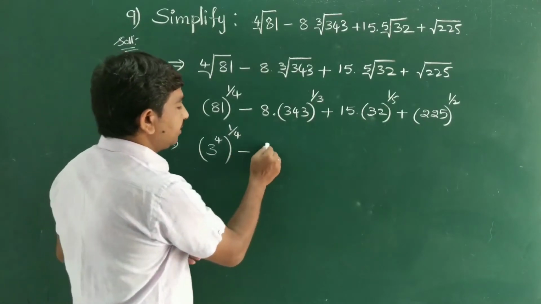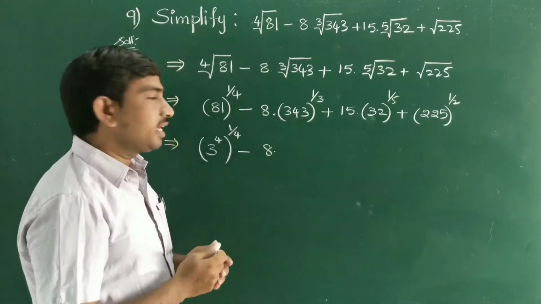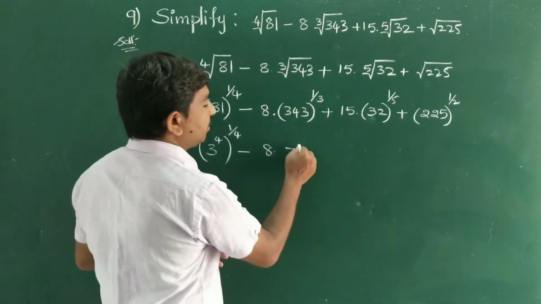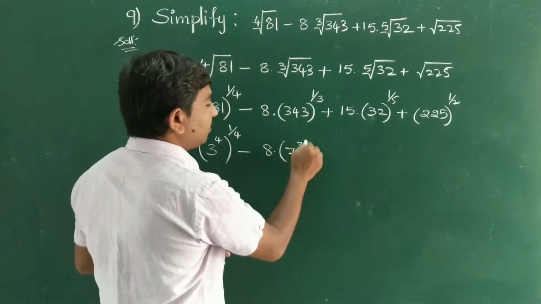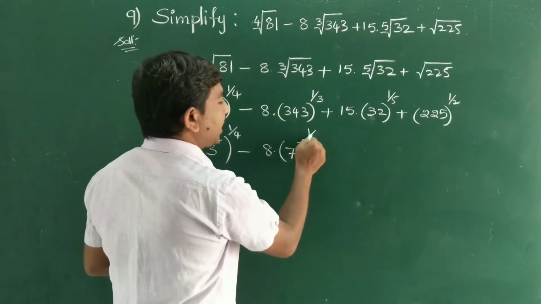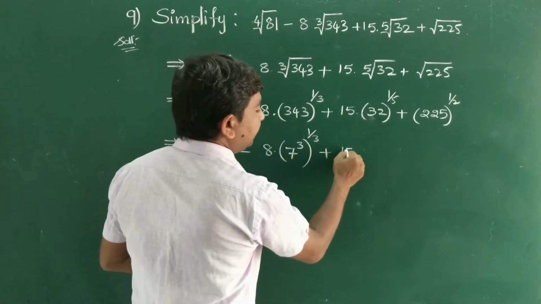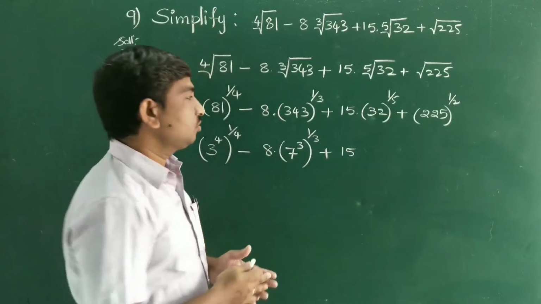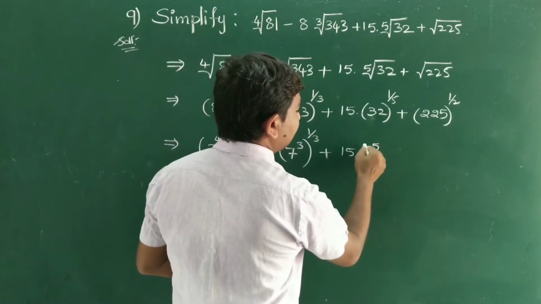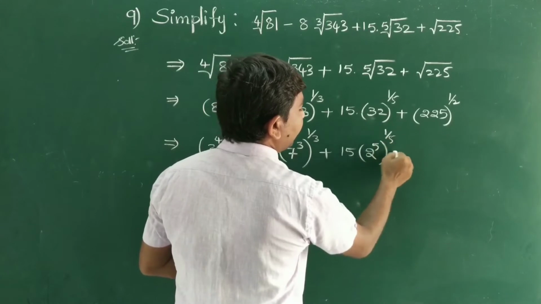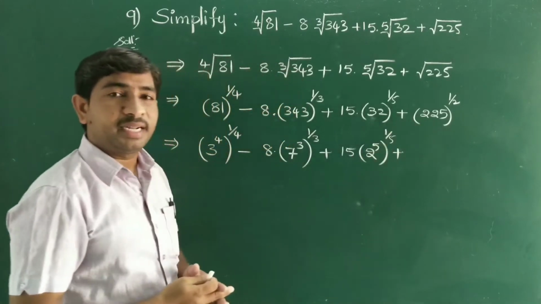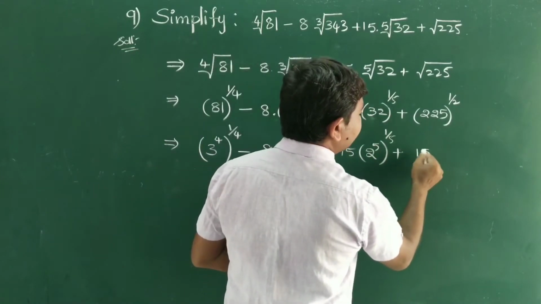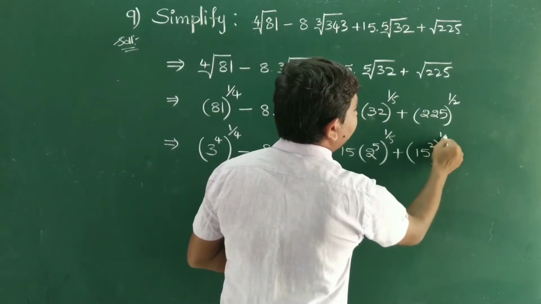Next, minus 8 into this 343 can be written as a power of 3 now. So we write 7 power 3. 7 power 3 means 343 only, and power as is 1 by 3, plus 15 into this 32 can be written as 2 power 5. So 2 power 5, and now whole power 1 by 5 as is, plus this 225 can be written in the form of 15 squared. So 15 square whole power 1 by 2.